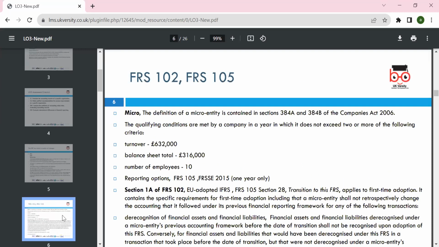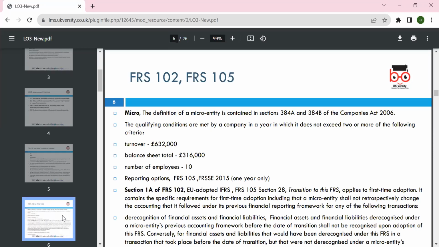Okay. FRS 102 and FRS 105 micro. The definition of a micro entity is contained in sections 384 and 38 of the company law legislation. The main thing when we say micro is that it comes under the turnover. So if turnover is 362,000, balance sheet total, the worth of the assets, is 316, and the number of employees is 10, then it comes under the micro company legislation.